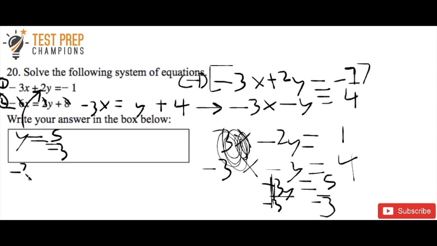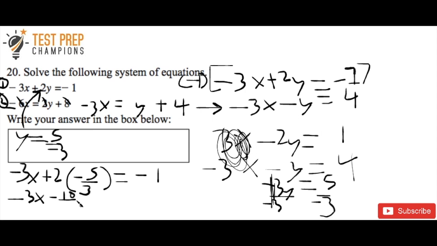So we'd have negative 3x plus 2 times negative 5 over 3 equals negative 1. Okay, and so now let's deal with this multiplication first. So what's 2 times negative 5? Well, 2 times negative 5 is negative 10. So we have negative 3x minus 10 over 3 equals negative 1.